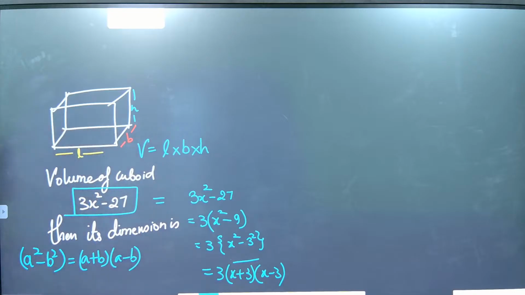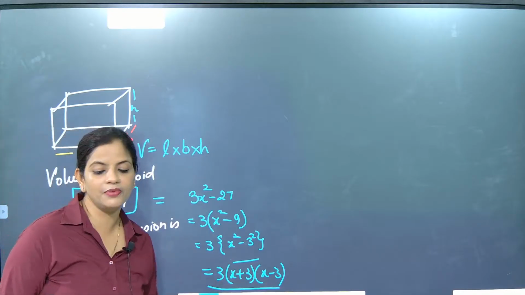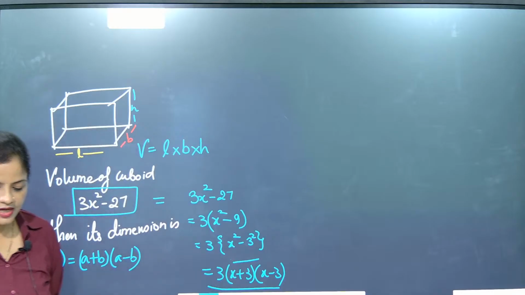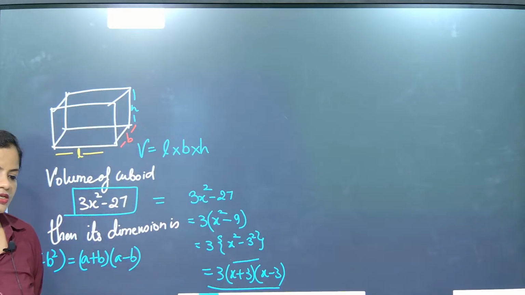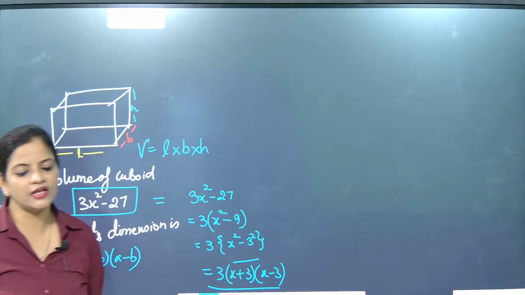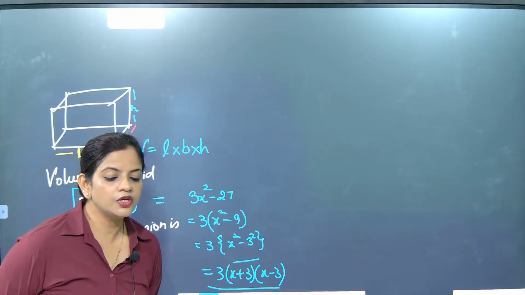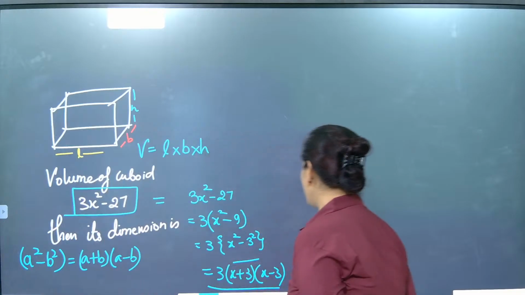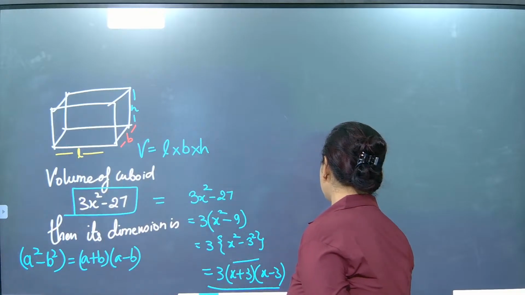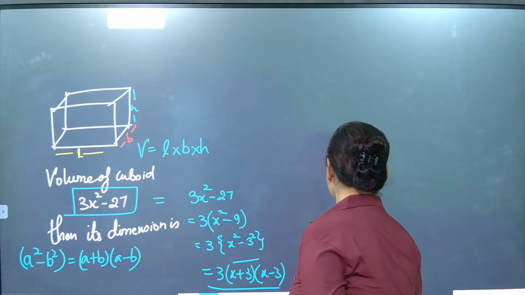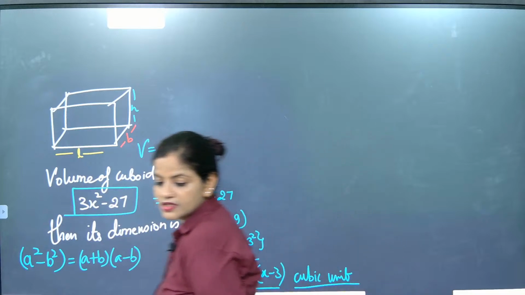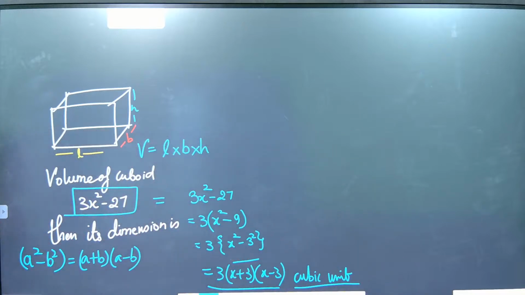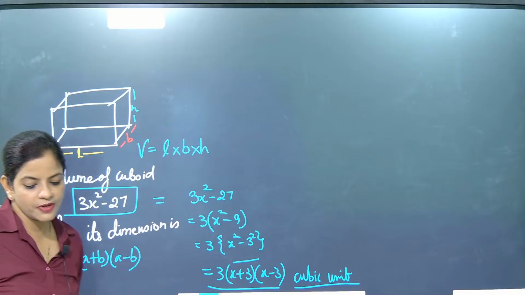Understood? So anyone you can take now, that's not a big deal. Anyone you can take as L, B and H. So the dimensions will be 3 into (x plus 3) into (x minus 3) cubic unit. Volume will be in cubic unit. What unit will it be considered, beta? Cubic unit. I hope you have understood here. Now write the next one please.